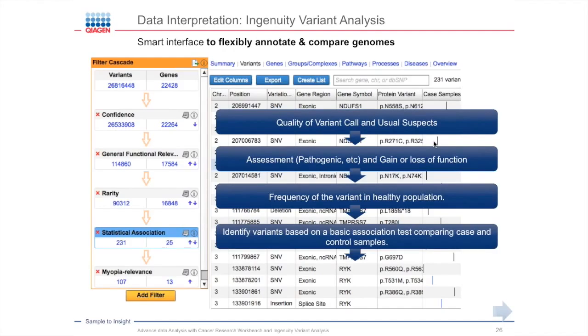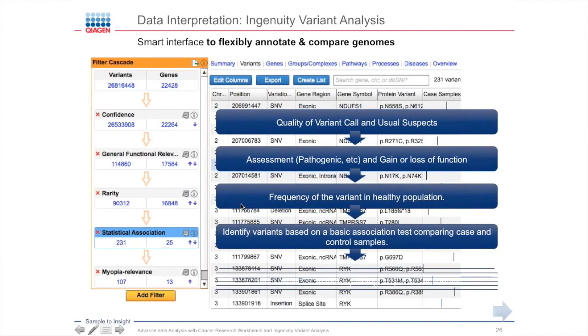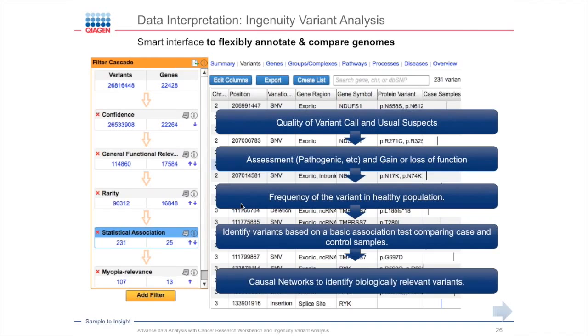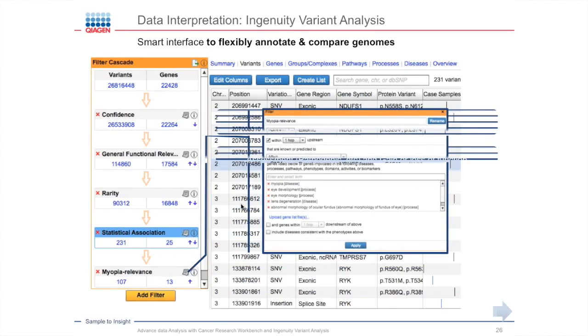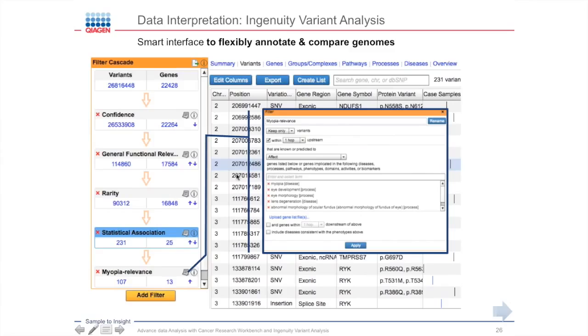In the case of a large cohort like this, you could identify variants based on basic association tests, comparing case and control samples. There are also quantitative trait tests and so forth that you can perform using that filter. Then, using the causal network, you identify the biology that is relevant for your variant. And this is just an example, which is myopia, where we went above and beyond and said, we want to identify variants and genes that are known to affect myopia, eye development, eye morphology, lens degeneration, and so forth.